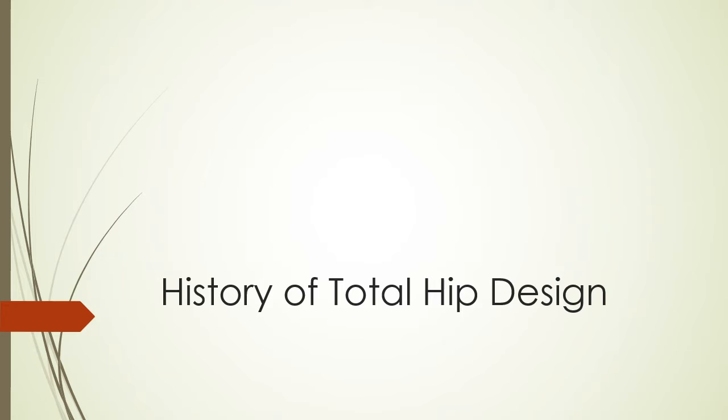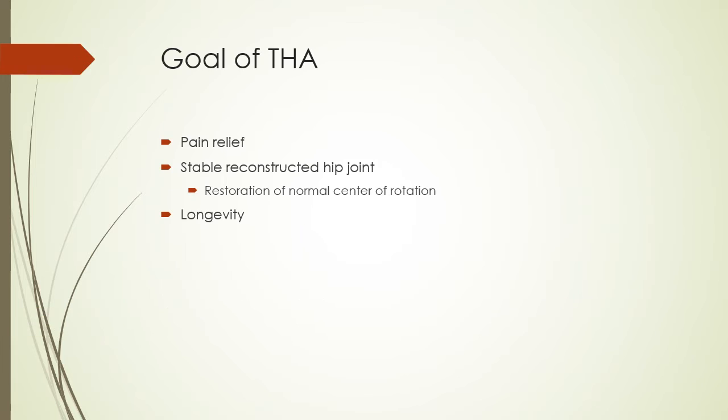So first of all, we want to talk about the early history of the total hip design. Before we do, it's helpful to review the goals for THA, which are pain relief, a stable reconstructed hip joint, the restoration of the normal center of rotation, especially in this particular joint type, and of course longevity of the implantation.